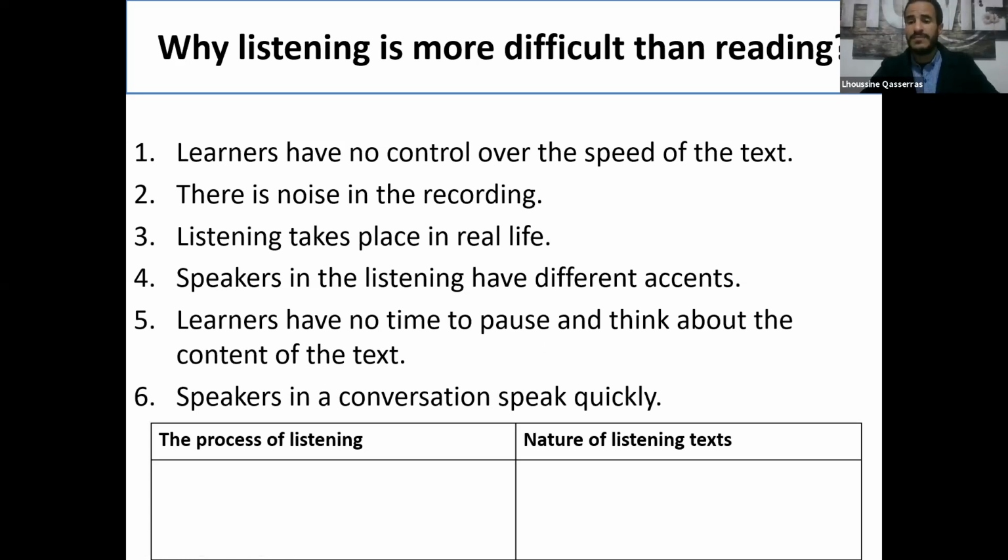They have no time. Teacher, can you please repeat again? No. Teacher, can you please pause? No. So they have no time to do these things. And number 6, speakers in a conversation speak quickly. These are the reasons; we can put them in 2 categories: the process of listening and the nature of listening. And I like the way you talked about the obstacles, because you mentioned the speed, the noise, the pause, etc.